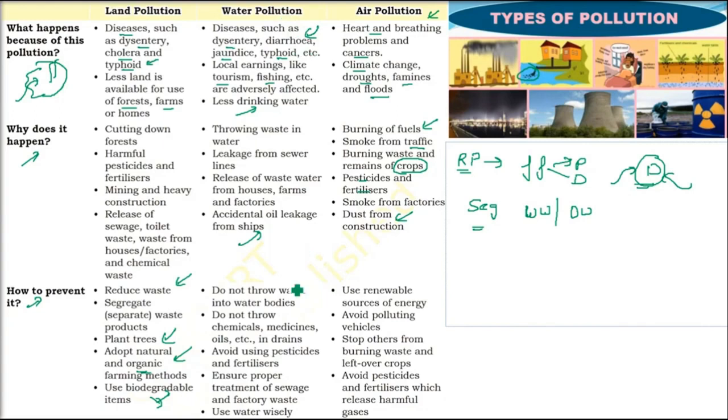Water pollution. Don't ever throw waste into water bodies. You need to treat them. Chemicals, medicine, oil, don't just put them in drains like that. Avoid using pesticides and fertilizers. The industries need to ensure, and the government has to ensure, that the sewage coming from either house or factory has to be treated first.